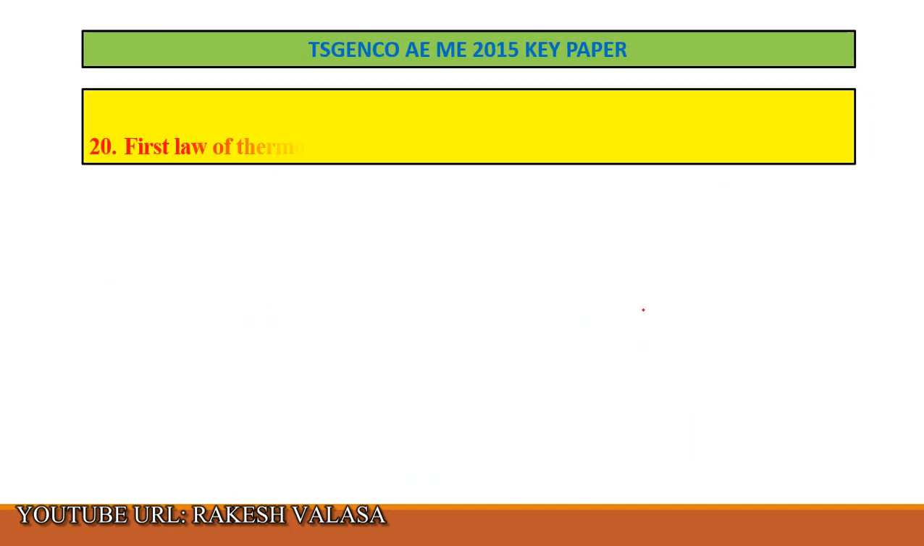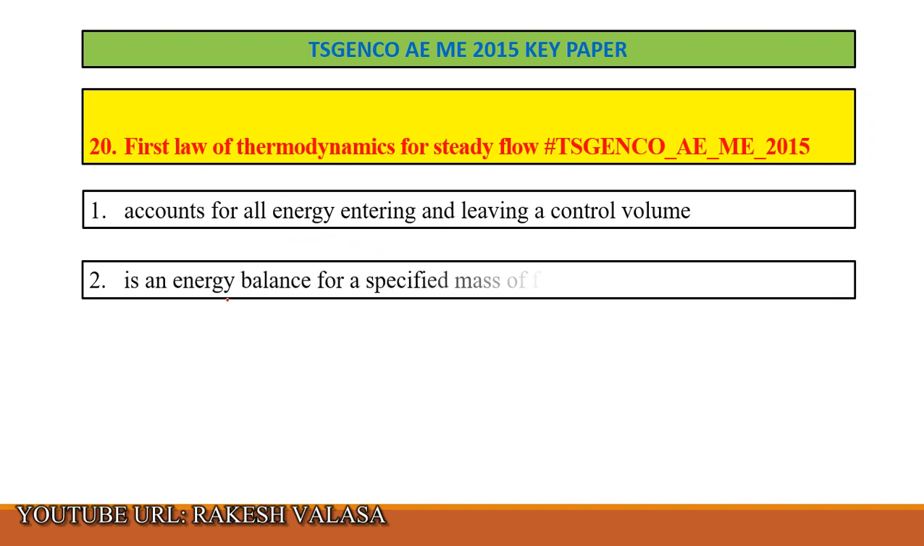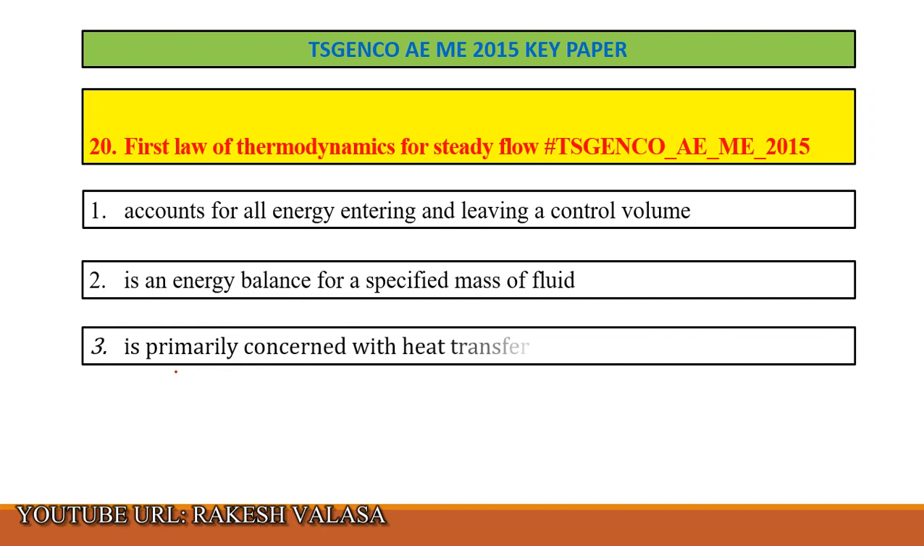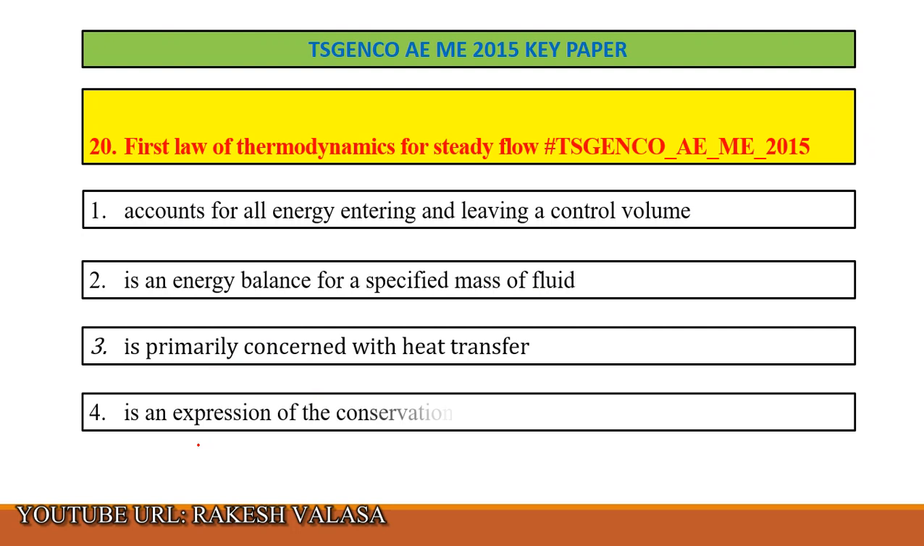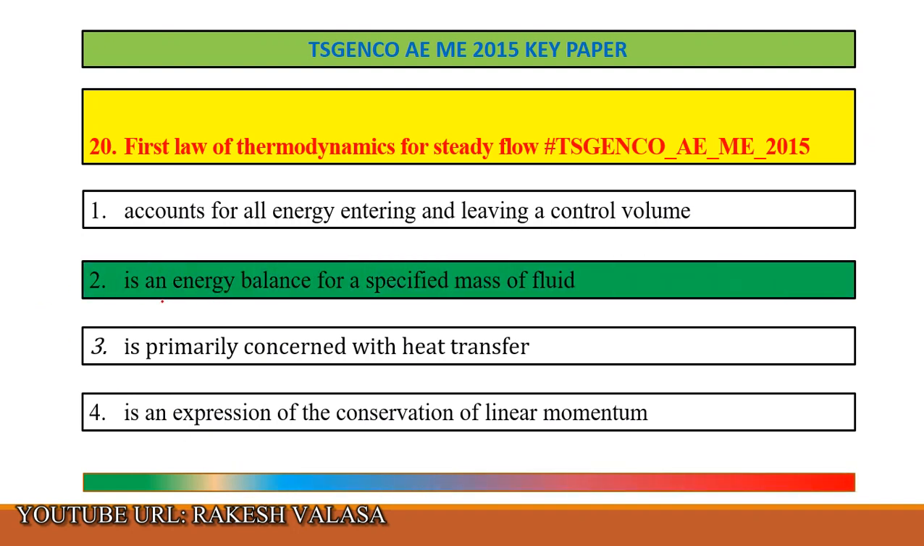Question number 20. First law of thermodynamics for steady flow: Option 1, accounts for all energy entering and leaving a control volume. Option 2, is an energy balance for a specified mass of fluid. Option 3, is primarily concerned with heat transfer. Option 4, is an expression of the conservation of linear momentum. The correct answer is option 2, is an energy balance for a specified mass of fluid.